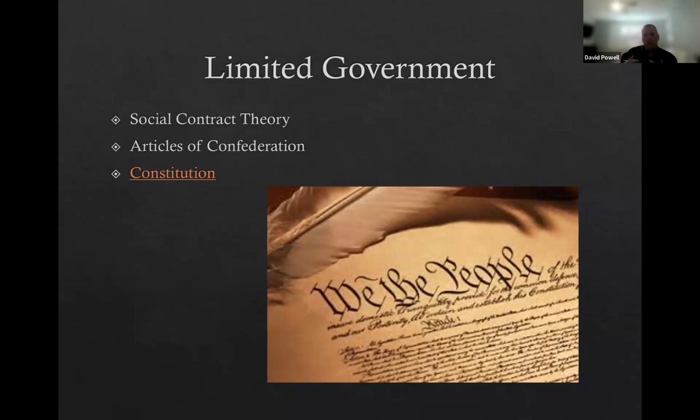The way in which the convention kind of went down is that the delegates who got to the convention first tended to come from the Federalist camp. They were James Madison and people who were more Federalist in terms of their ideology. It took a lot of these anti-Federalist supporters a while to get to the convention.